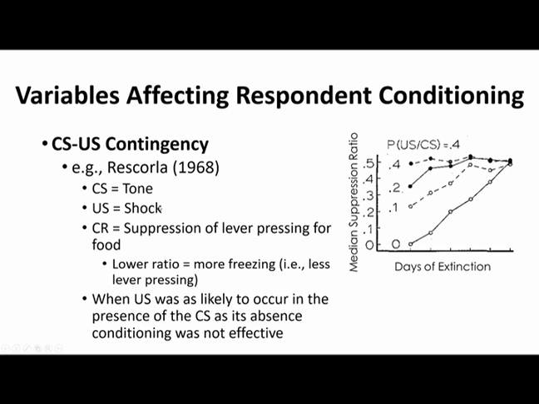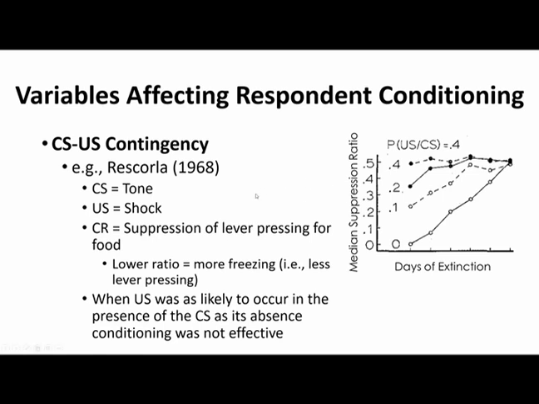All right. Now, the last couple of slides are all, I believe, about different variables that affect our respondent conditioning. So what things should we keep in mind that can affect respondent conditioning? I think I said that backwards the first time around. But the first of these variables that we want to look at is our CS-US contingency. Basically, how closely associated is our CS and our US.